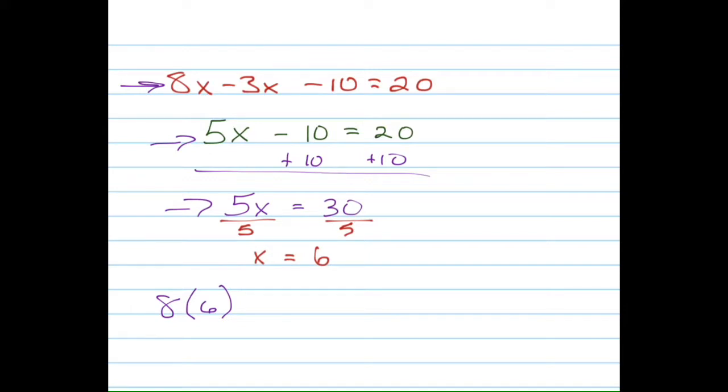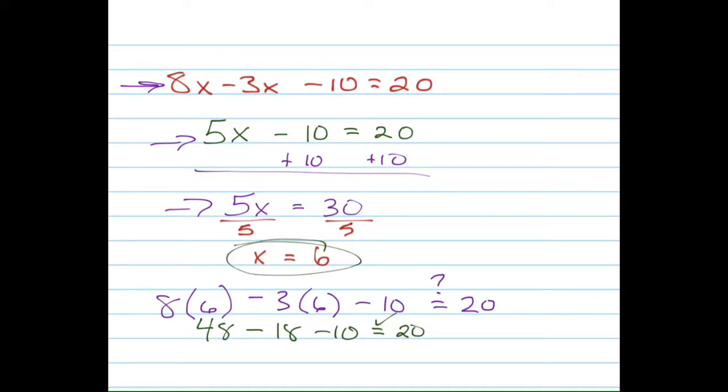Okay? So we're going to do 8 times 6 minus 3 times 6 minus 10, and we're wondering if that equals 20. What's 8 times 6? 48. What's 3 times 6? 18. So we've got 48 minus 18 minus 10. What does that equal? 48 minus 18 is 30, and 30 minus 10 is 20. Yes. So x equals 6 is the correct answer. Everybody good so far? Let's look at a different type of multi-step equation.